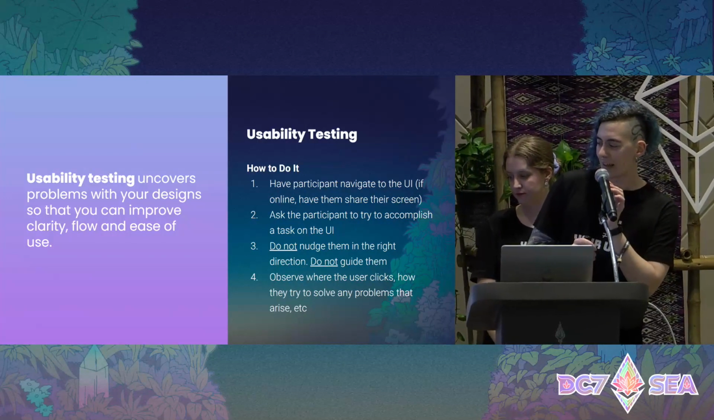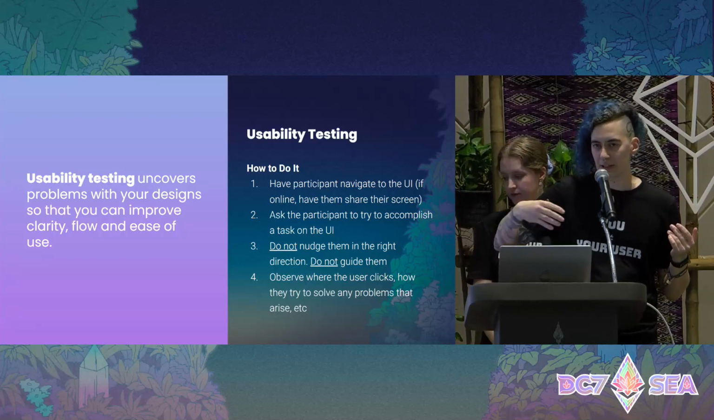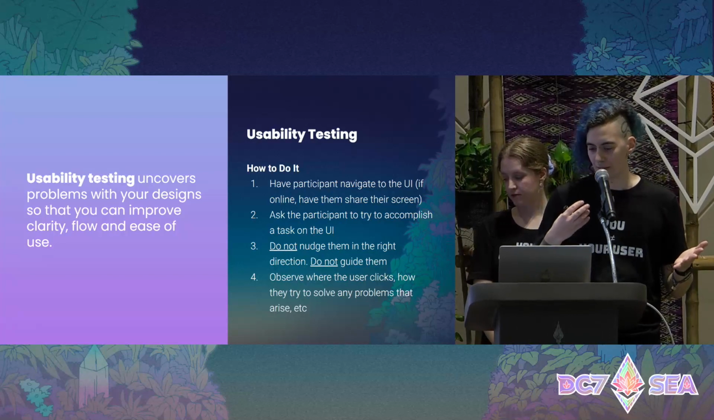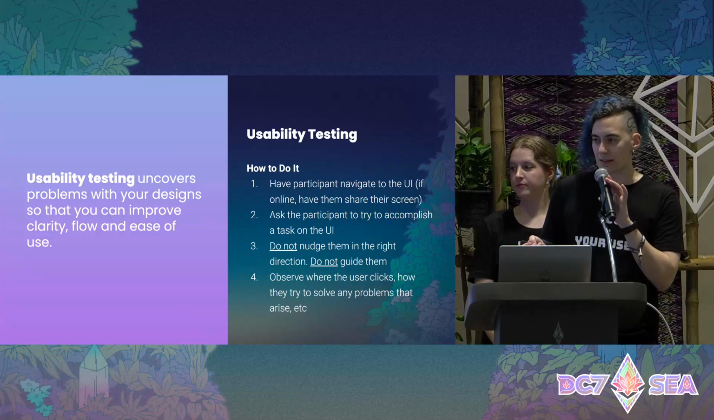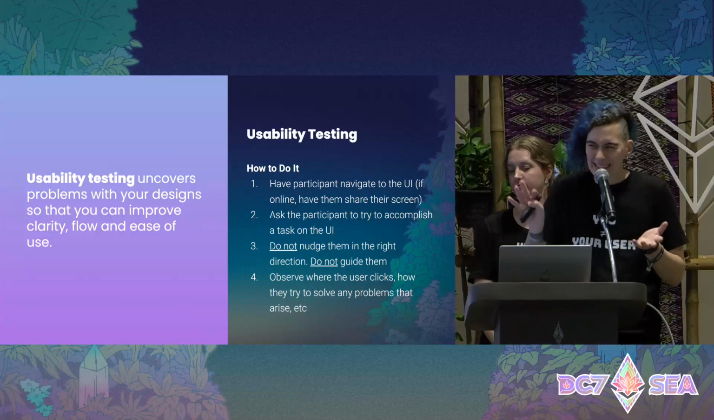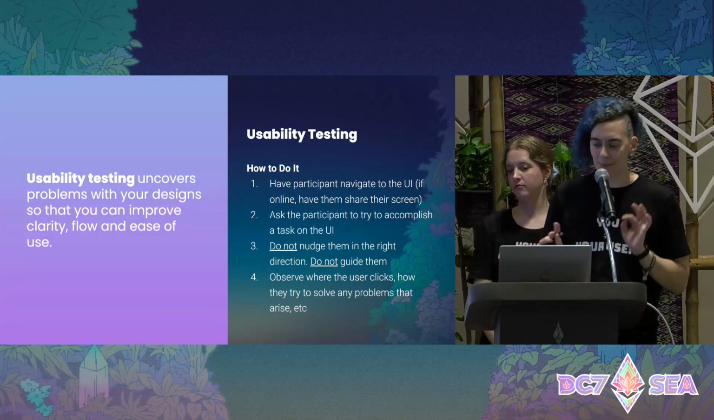Where was I? Yes, so if you're doing the test remotely, have the tester share their screen so that you can see what they're doing, because that's where you get all of those valuable insights. And ask the participant to accomplish some task. Maybe task is not even the right word. It's more like a scenario. More on that very soon.